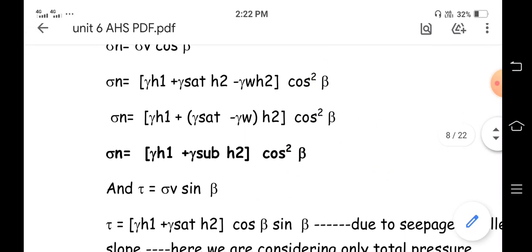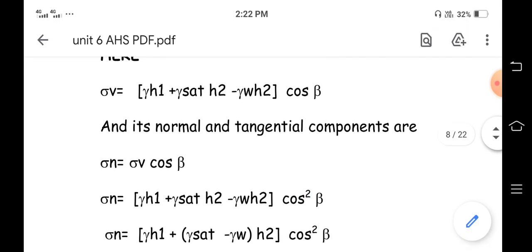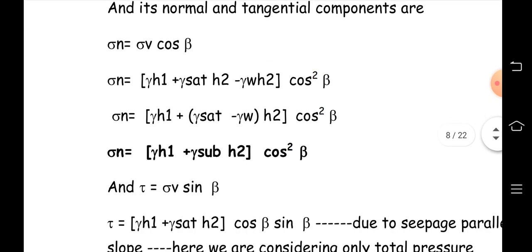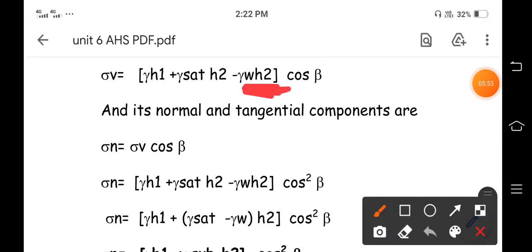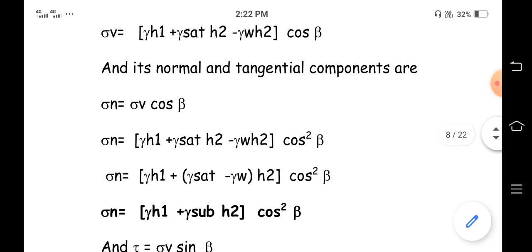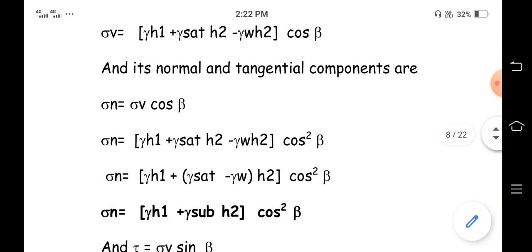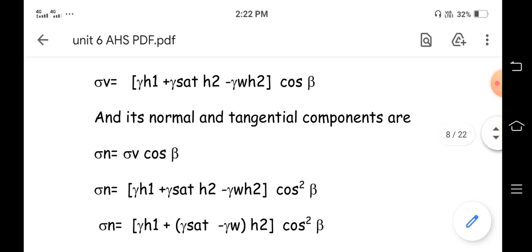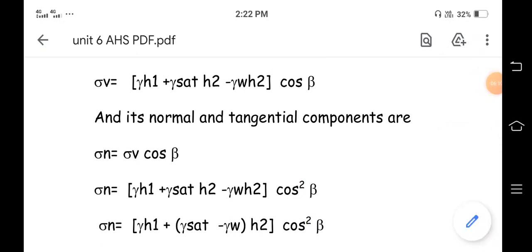So what is the formula of sigma v? That is gamma H1 plus gamma saturated into H2. Here we are not taking this term, that is gamma W H2. The reason for that is because seepage is parallel. Seepage means the water level is parallel, so that's why we are neglecting this term while calculating the tangential stress, that is the value of tau.